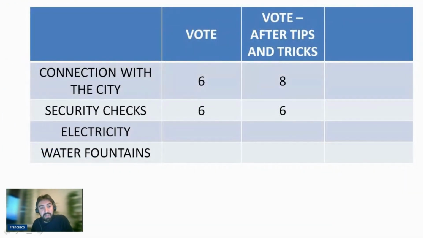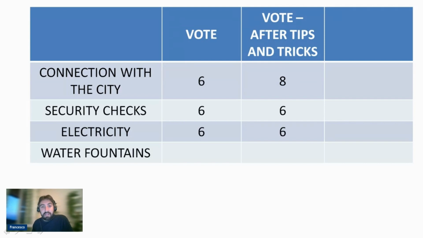So security checks. For security checks, the rate is 6 because it's an old-fashioned kind of security check. You have to take the electronics out of your bag, and you cannot take any water through the security checks. So that's why the rate is pretty low. 6 is the minimum I can give. And I have no specific tip or trick for this.